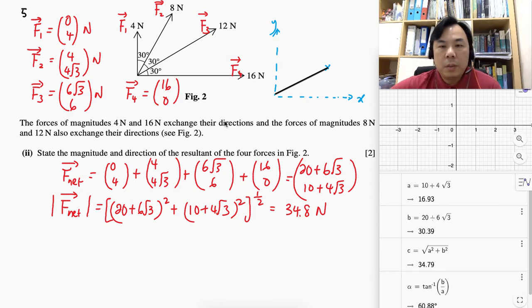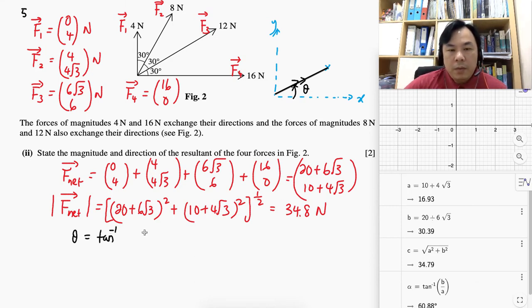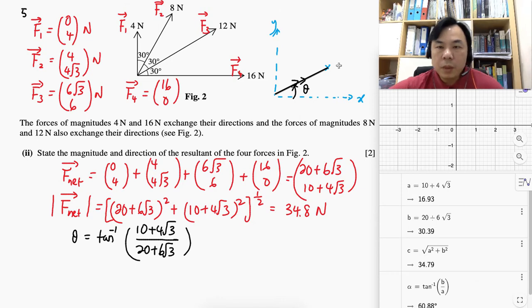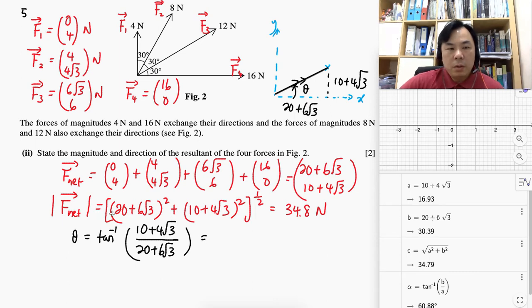Okay, so it will look something like this. This is the resultant force, and then the angle will be a little bit different. So the angle is given by inverse tan of what do we have here? 10 plus 4 sec 3 over 20 plus 6 sec 3. Because this time the y is 10 plus 4 sec 3, and then the x is this. Okay, so that's how it looks like.